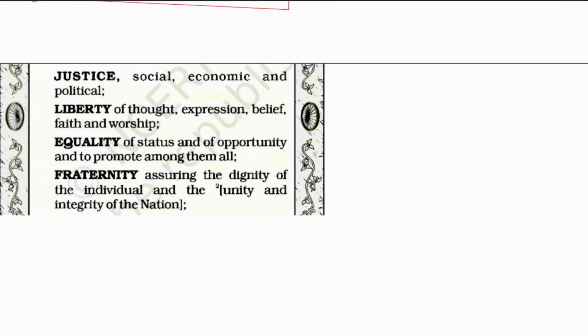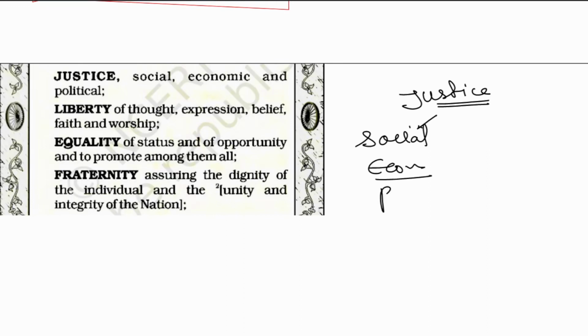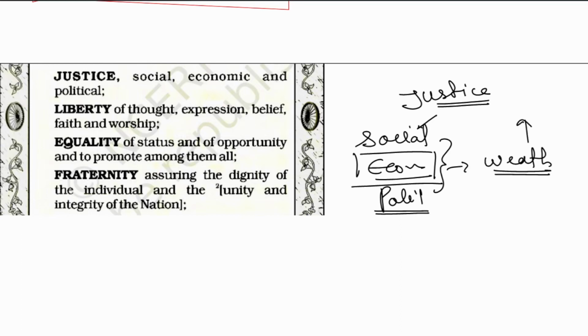Now, what does the preamble do? It secures four things. Justice, and what type of justice? One is social justice, second is economic justice, and third is political justice. So these three types of justice are to be secured by the preamble. Now we are talking about economic justice, because we are talking about wealth concentration in the top 1% and nothing going to the poor 90% or 99%. Then we see liberty.